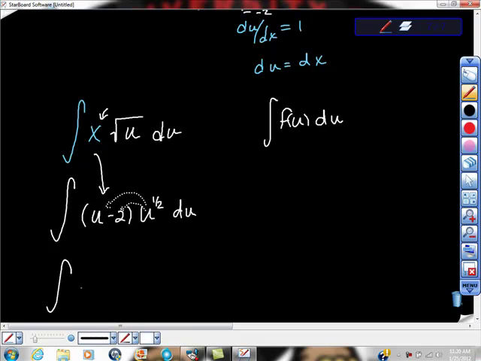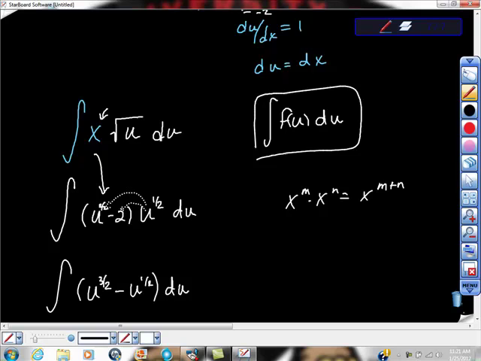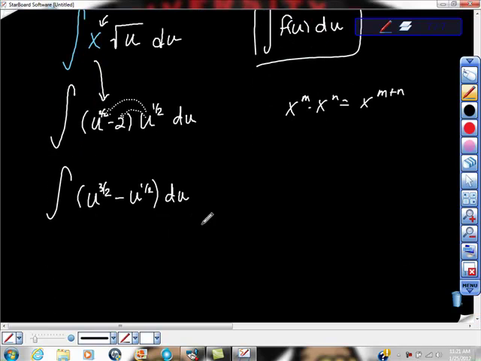So after we do our distribution, remember the rule: x to the m times x to the n is x to the m plus n, so we add the exponents. So 1/2 plus 1 is 3/2, so we get u to the 3/2 minus, well, 2 times u to the 1/2 is 2u to the 1/2, du. This is exactly what we wanted. We have this form now. So from here, we can go ahead and integrate.